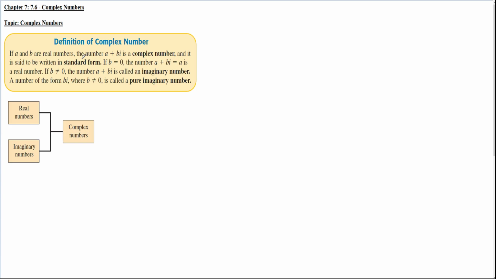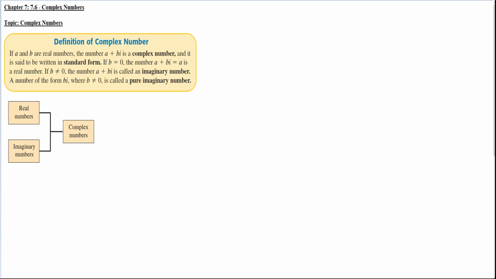Reading the definition of a complex number: if a and b are real numbers, the number a plus bi is a complex number, and it is said to be written in standard form. If b is equal to 0, the number a plus bi is just equal to a, where a is a real number. If b is not equal to 0, the number a plus bi is called an imaginary number. A number of the form bi, where b is not equal to 0, is called a pure imaginary number.